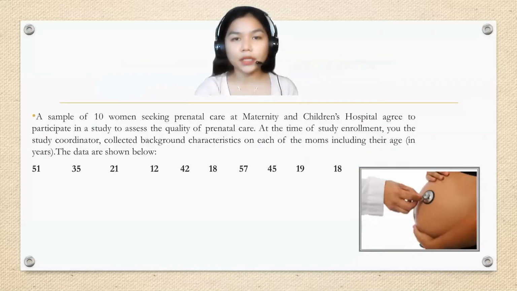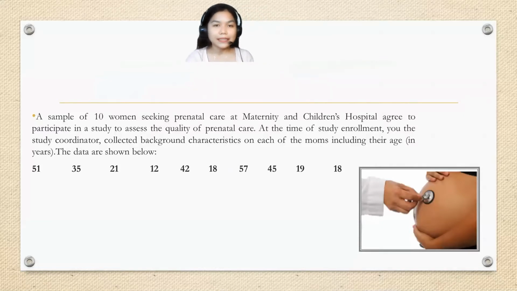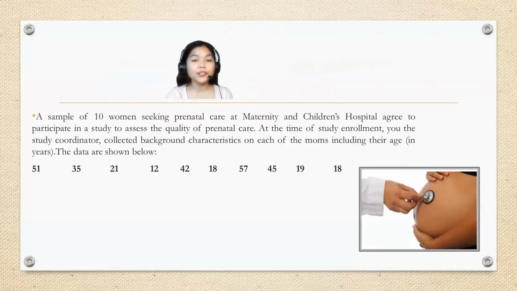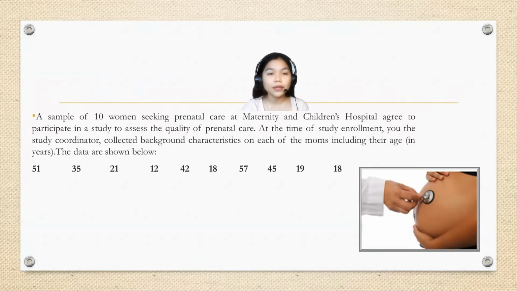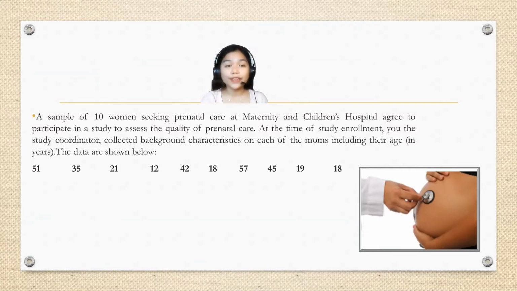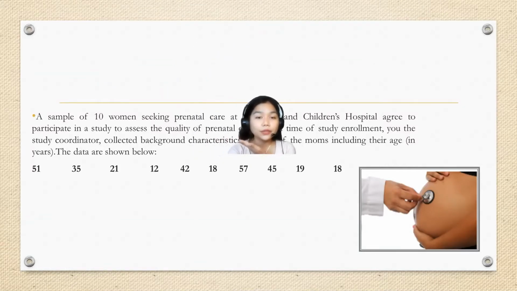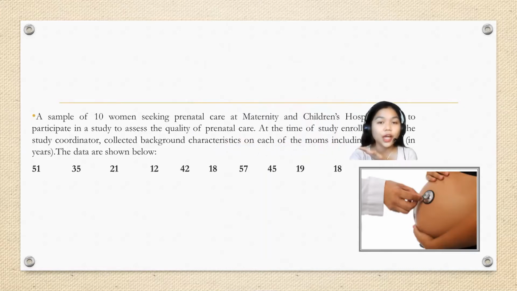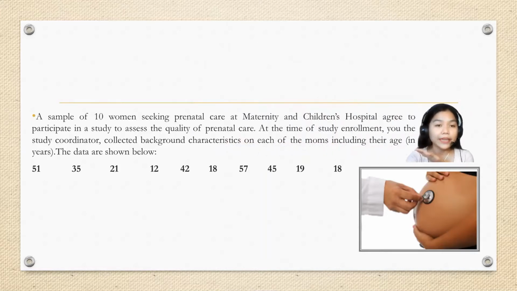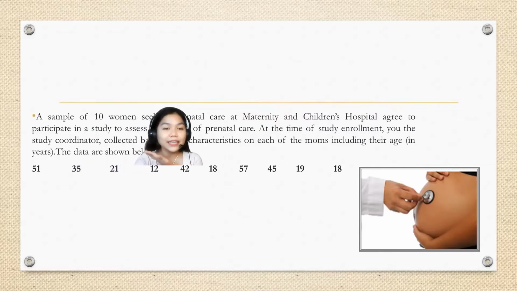So, sample. Suppose a sample of 10 women seeking prenatal care at Maternity and Children's Hospital agreed to participate in a study to assess the quality of prenatal care. At the time of the study enrollment, you, the study coordinator, collected background characteristics on each of the moms, including their age in years. The data are shown below.